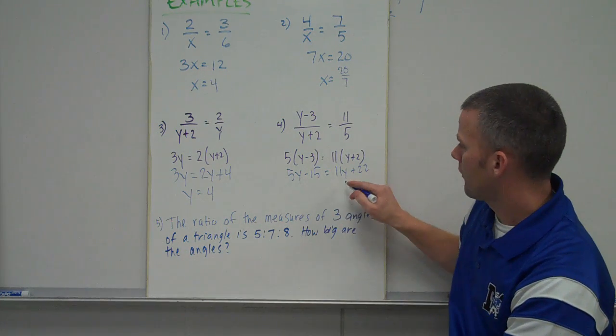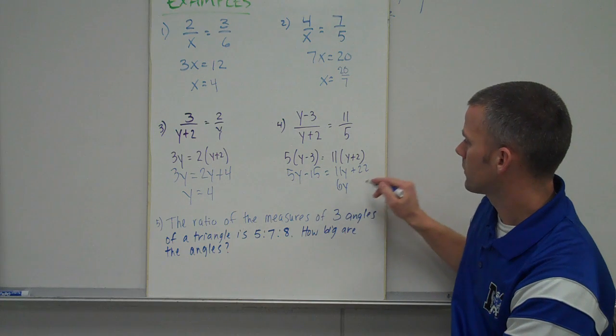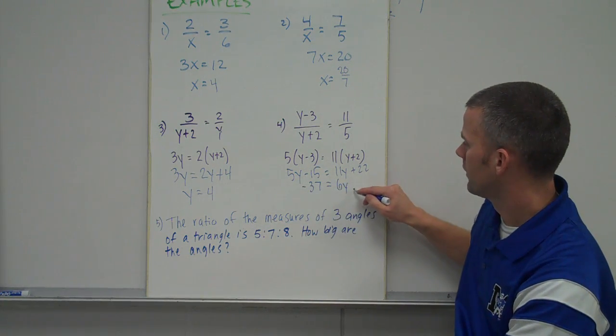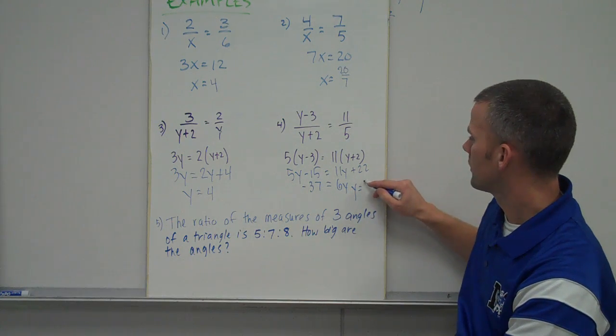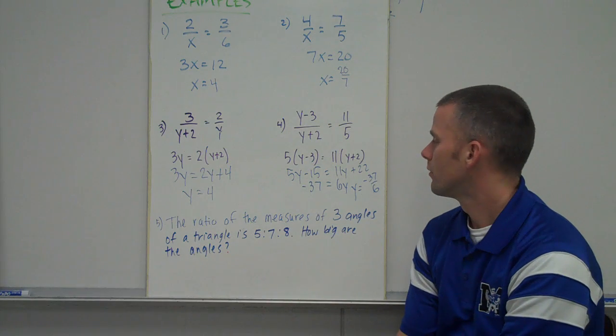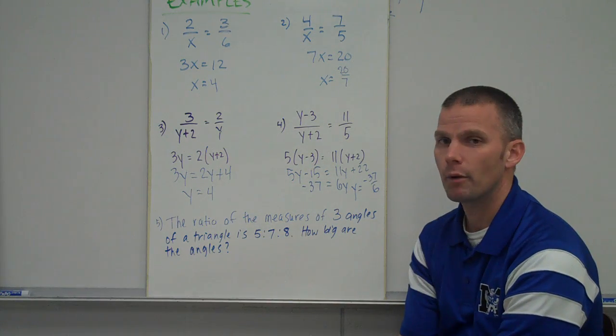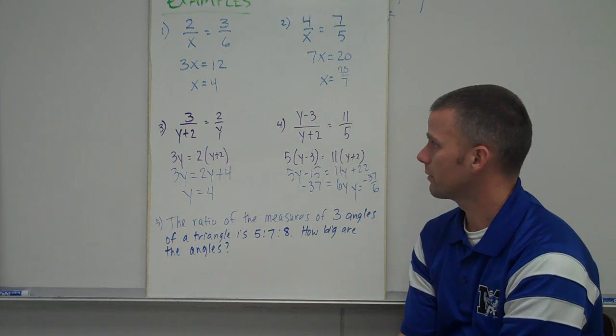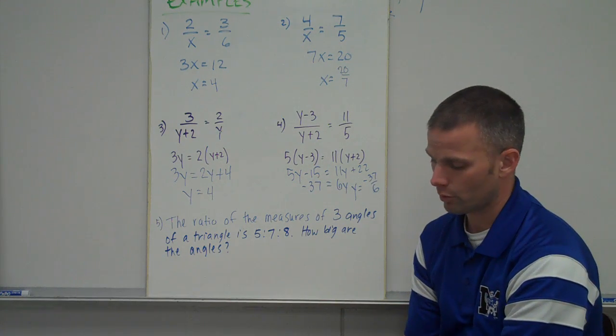So if I subtract the 5y over, that's 6y. If I subtract 22, that's negative 37. So I know that y equals negative 37 over 6. Amazing. Alright, so that's kind of a big step in terms of proportions and solving proportions.